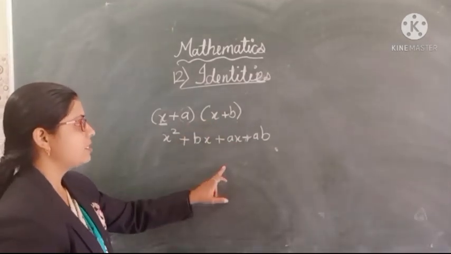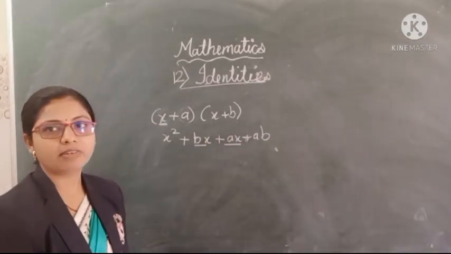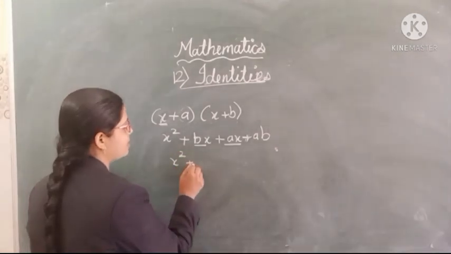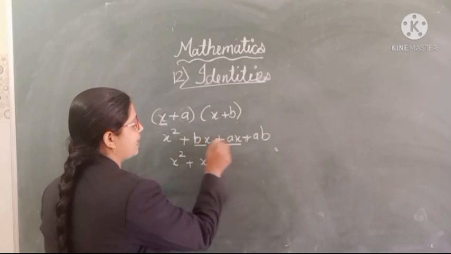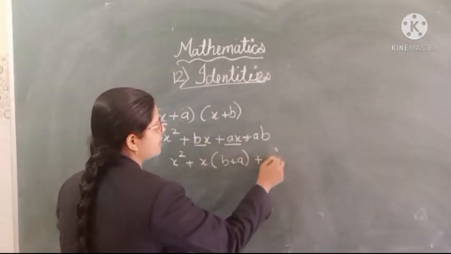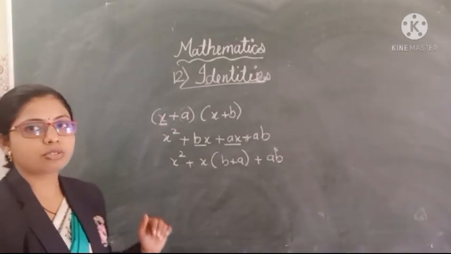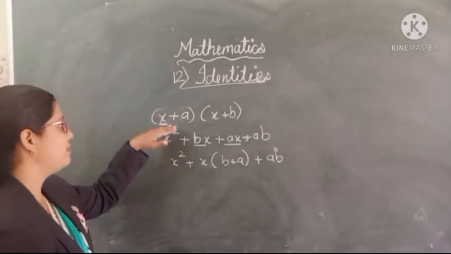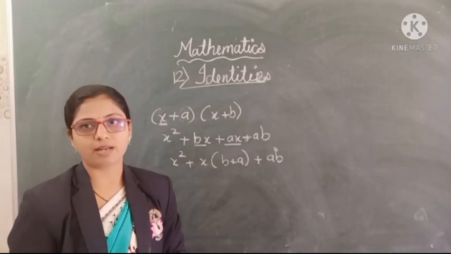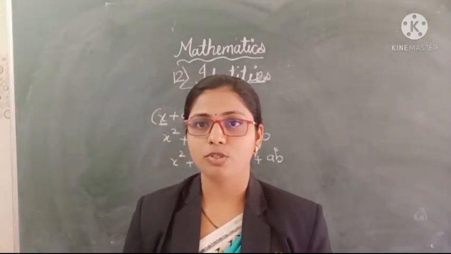After getting this, you can see in these two terms we can take x as a common value. So how will it be? x square plus x as common into bracket, what is remaining? b plus a, plus ab as is. Okay. So in this way we can solve it. If an example is given in this form, you can directly follow this method to solve it. Now let us see an example related to this type of topic.